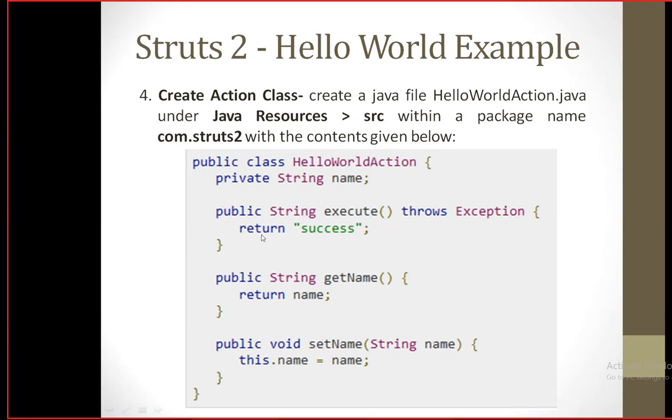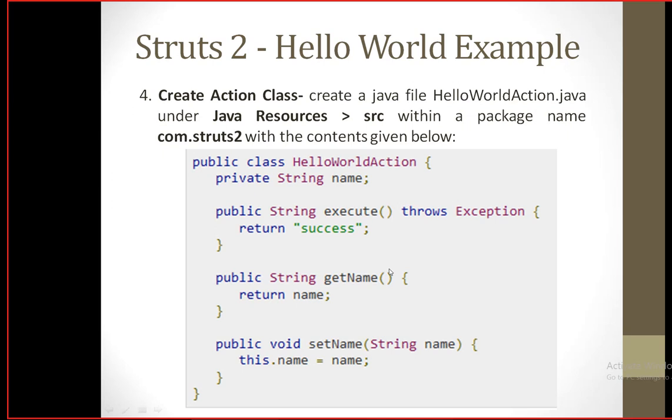This is mandatory. Now whatever it returns, we are returning a success string from here, right? And obviously the appropriate signature is there: the function should be public, the function should return some string, and it should have no argument in the argument list. So these are the basic traits of any execute function of an action class. Fine.